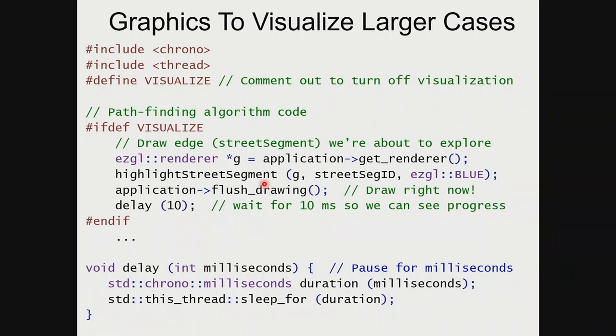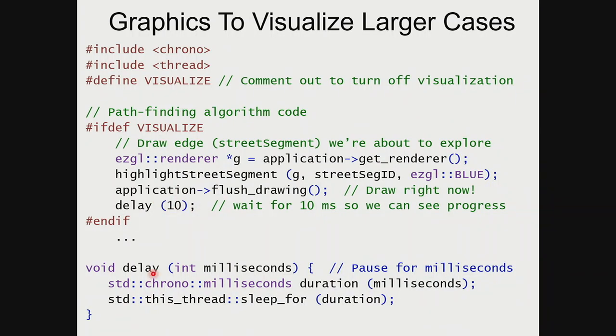And then we call flush drawing. Flush drawing basically tells ECE297 that we're not going to wait for a user input to redraw, just go and redraw immediately. Okay? So this is going to redraw the next edge that you're going to visit. And then we call this delay function because without it, the drawing and your algorithm will be so fast that it's hard to actually see what's changing, right? So we try to delay a little bit.